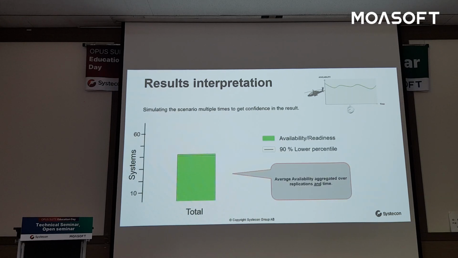Of course, we can always aggregate these results, not looking over time, but actually look at the total values instead. So here we look at some kind of average availability that's aggregated over both those replications and over time.